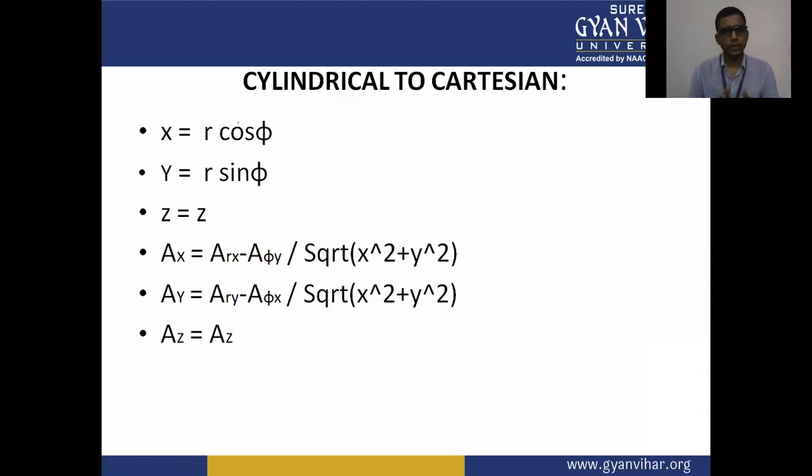Now we have cylindrical to the Cartesian coordinate system. In the cylindrical to Cartesian coordinate system, x is equal to r cos phi, y is equal to r sin phi, and z is equal to z, the same. And Ax is represented by Ar x minus A phi y upon the square root of x square plus y square. Ay is represented by Ar y plus A phi x upon the square root of x square plus y square. And Az is equal to Az, the same.